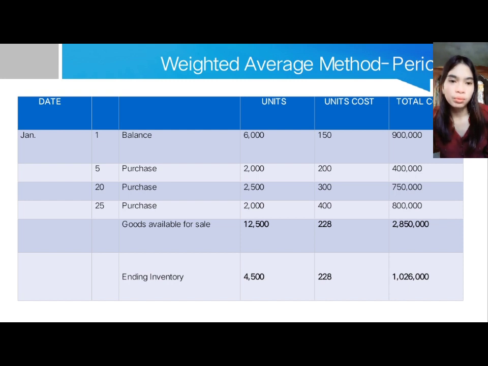So we have here goods available for sale of 12,500 units, a unit cost of 228, and a total cost of 2,850,000. So 2,850,000 divided by 12,500 is equal to 228. Then multiply 4,500 by the unit cost of 228.